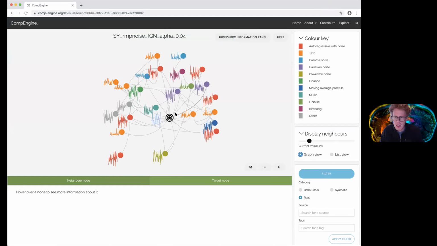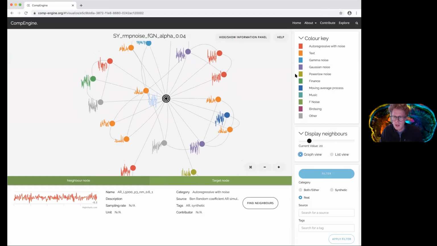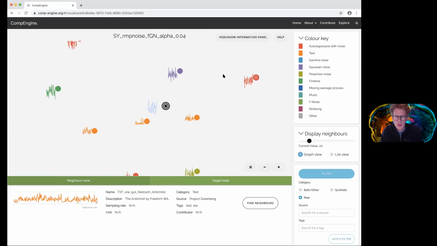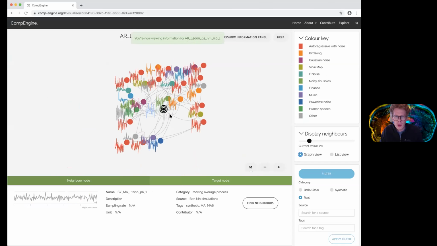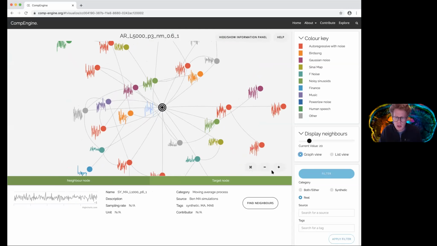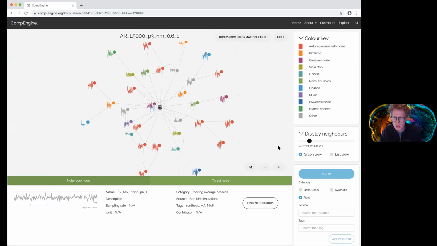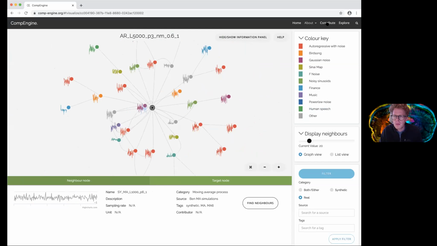And I can find matches to this power law noise process. And indeed, there are other power law noises, autoregressive noise. Yeah, so just double clicking on a node makes that the new target. And it will then retrieve all the neighbors for that new target. So you can hop node by node to explore the library of different data. So now we're finding some human speech data, etc. So this is a way to see all the data.